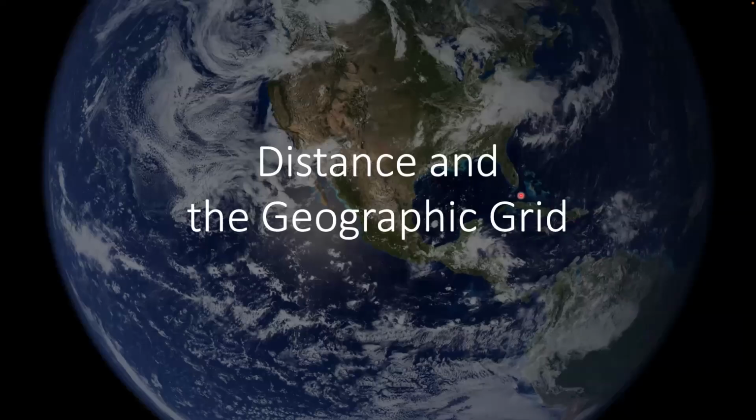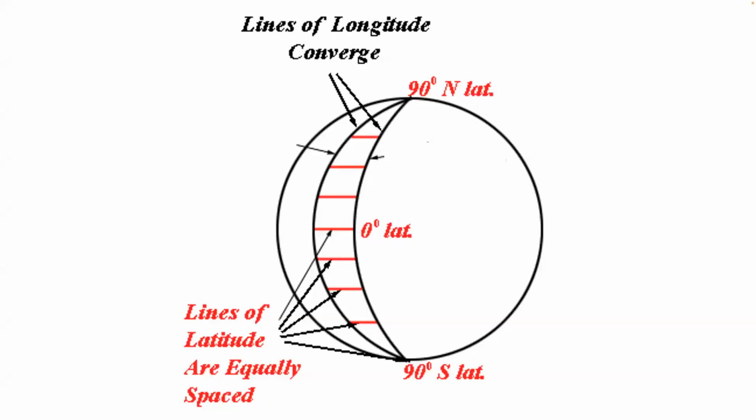In this video, we'll examine how to measure the distance between 2 points in the geographic grid. The geographic grid consists of the imaginary lines of latitude and longitude. The lines of latitude are equally spaced throughout the globe. As a result, the distance north to south doesn't change.